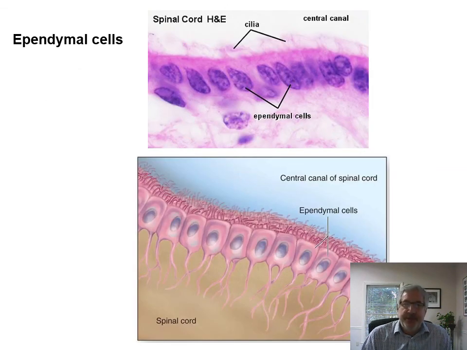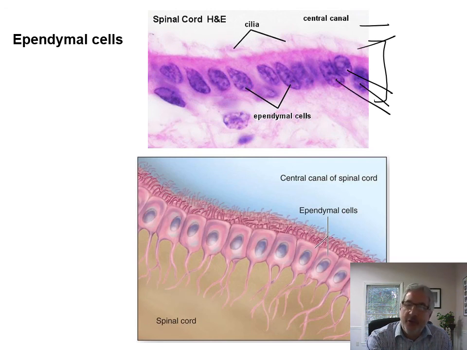More ependymal cells. So we have the spinal cord. This is the central canal. And H&E stain means hematoxylin eosin stain. So that's why they're reddish. And here's ependymal cells and the cilia sticking up the top up here. And the cells, that's a nucleus, a nucleus, a nucleus. So there's your layer of ependymal cells. Next slide.